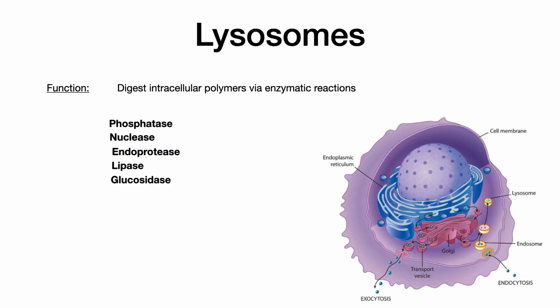Last thing we're going to talk about is lysosomes. So lysosomes digest intracellular polymers via enzymatic reactions. They can do this via phosphatases, nucleases, endoproteases, lipases, or glycosidases. Doesn't matter which, all of these different enzymatic reactions will digest intracellular polymers.